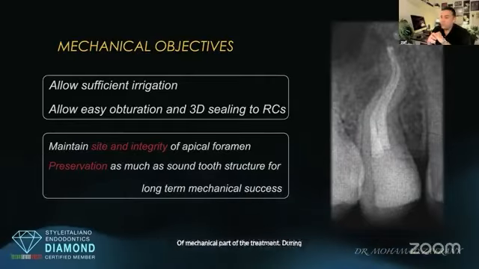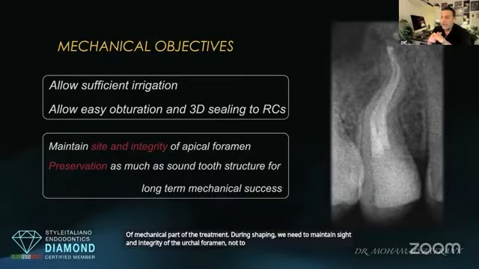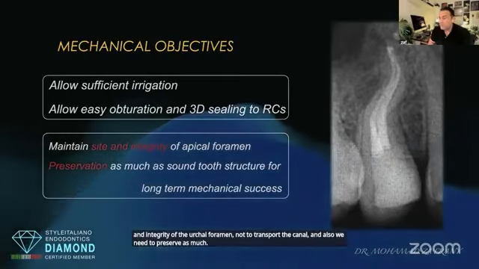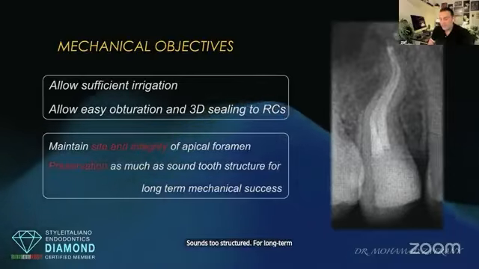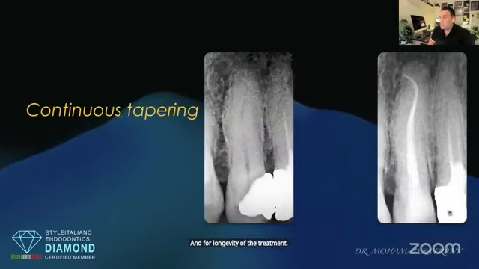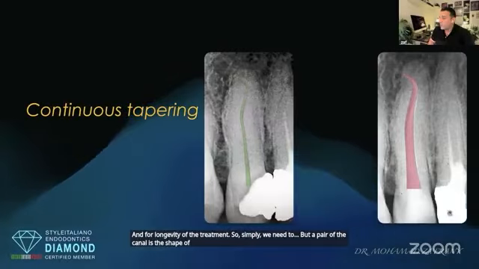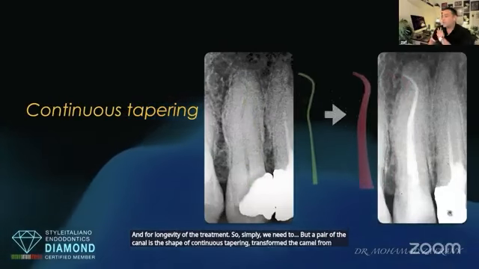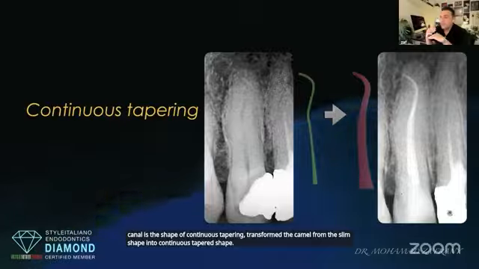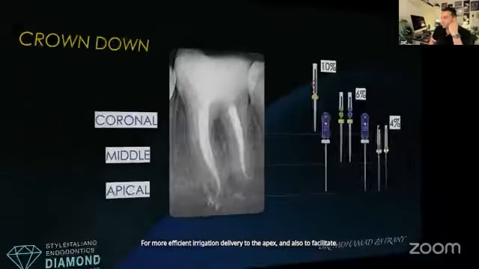During shaping, we need to maintain the position and integrity of the apical foramen, not to transport the canal. And also we need to preserve as much sound tooth structure as possible for long-term mechanical success and for longevity of the treatment. So simply, we need to transform the canal from a slim shape into a continuous tapered shape for more efficient irrigation delivery to the apex, and also to facilitate obturation.